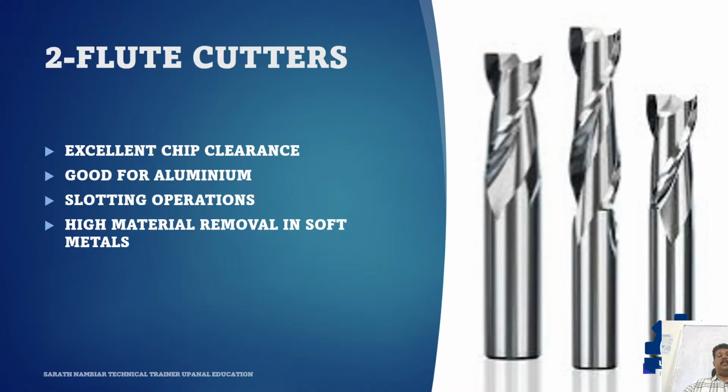See, softer materials like aluminum can create larger chips and may stick if the chip evacuation is poor. The larger flute space helps reduce that problem. The two flute cutters are also common for slotting because they can clear chips inside the narrow cuts. However, compared with the higher flute tools, they may have fewer cutting edges engaged at once. So, for some finishing or steel jobs, another flute count may be preferred.